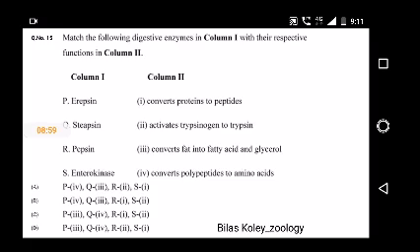Now we will discuss question number 15. Match the following digestive enzyme in column 1 with their respective functions in column 2. In column 1, the options are lipase, trypsin, pepsin, and enterokinase. In column 2, the functions are converts protein to peptides, activates trypsinogen to trypsin, converts fat into fatty acid and glycerol, and converts polypeptide to amino acid. After right arrangement of column 1 with respect to column 2, the right option is B.